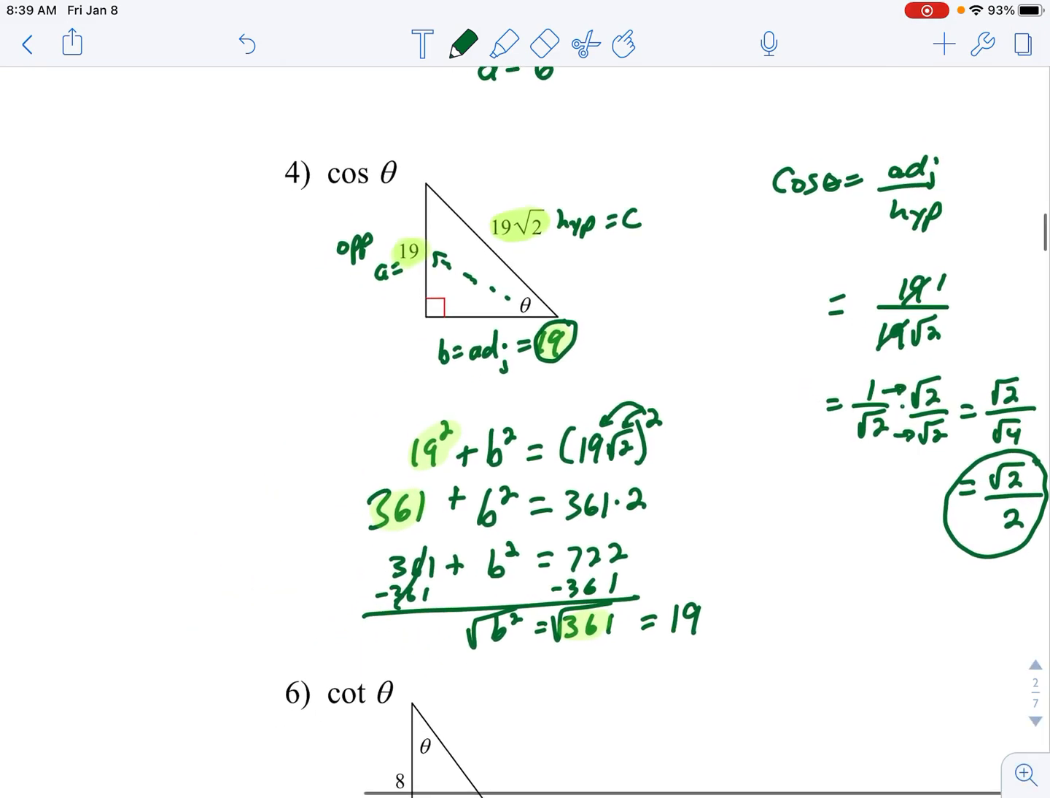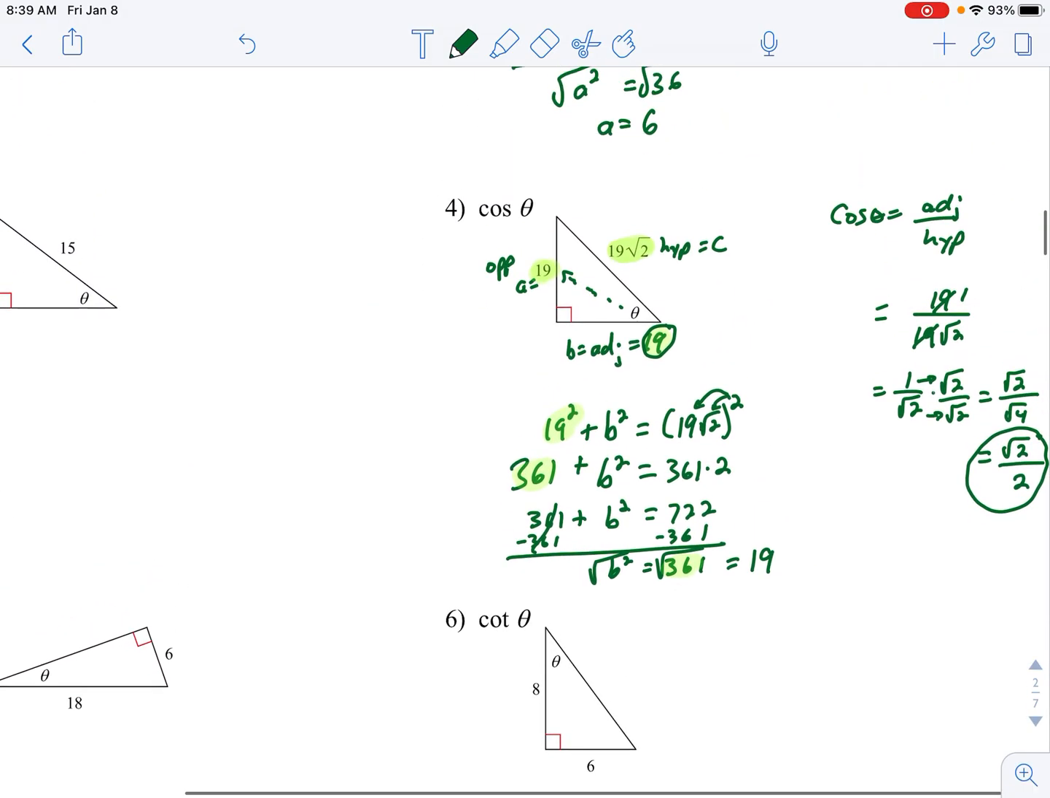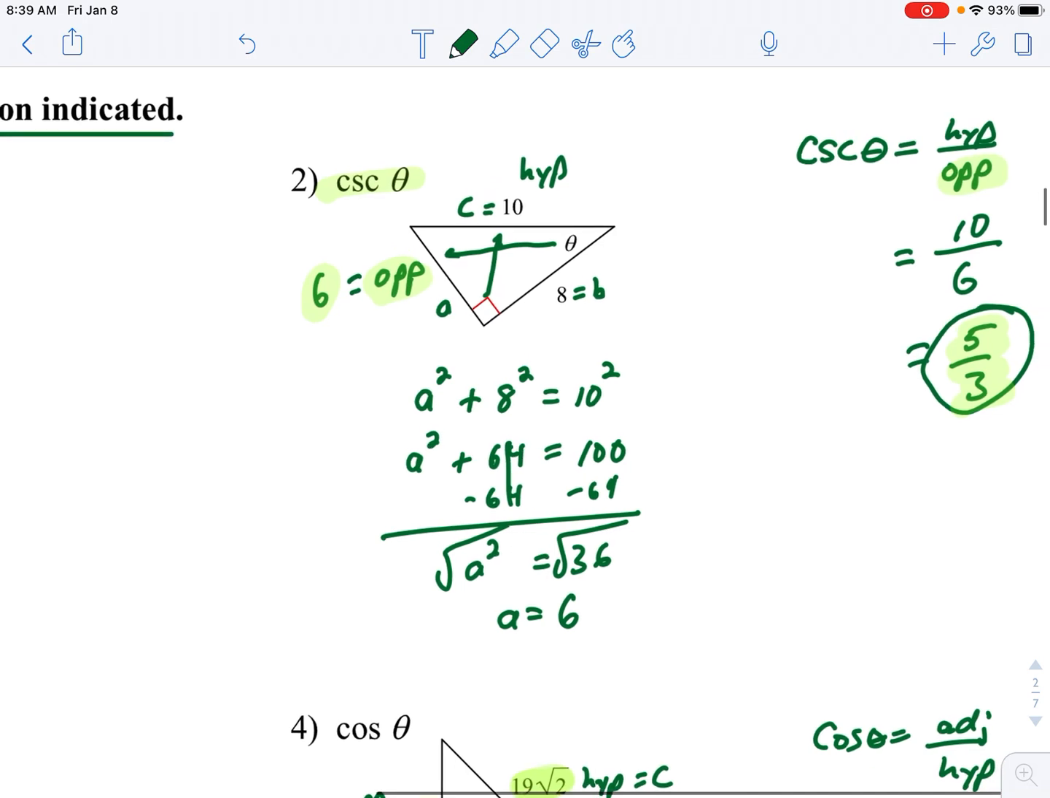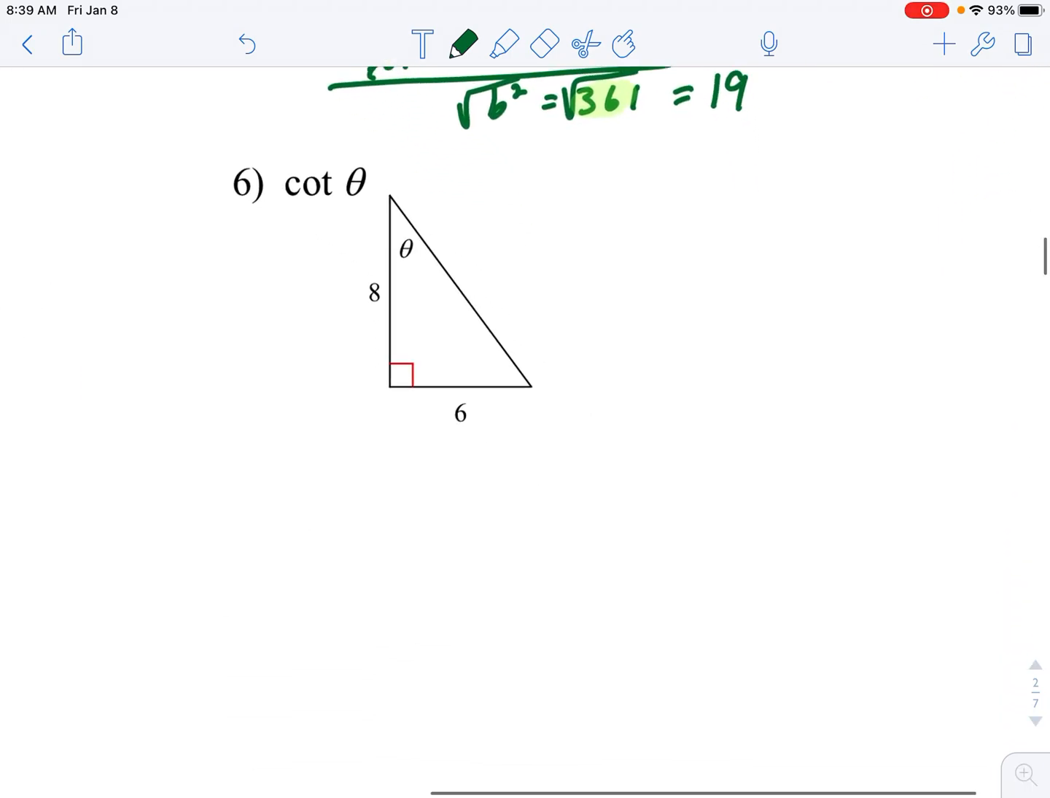So number 4 was a lot of work. That's actually probably the worst type of problem on the whole paper. Some of them are easier, some of them are sort of in between, like number 2. Number 4 has probably the highest quantity of work you're going to see on this whole worksheet. All right, let's look at number 6.